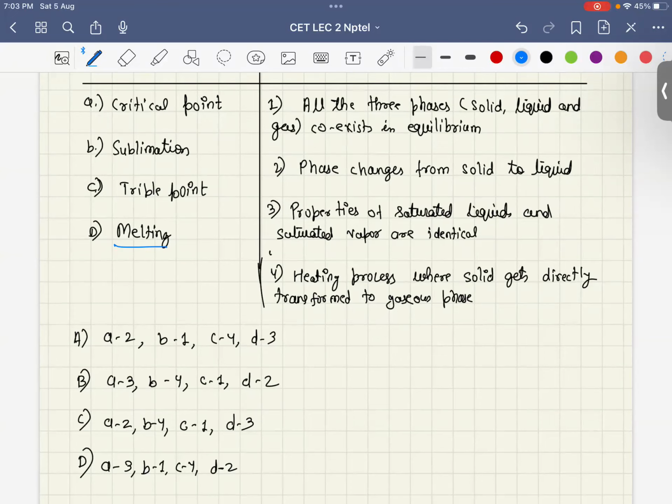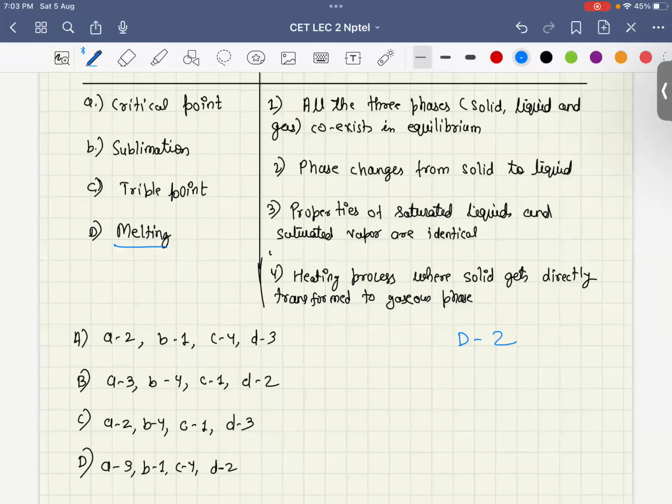So clearly, D corresponds to option 2, right? Then critical point. So what is critical point? If you look at that graph, you see that at the critical point, there is no distinction between liquid and solid, liquid and vapor, right?